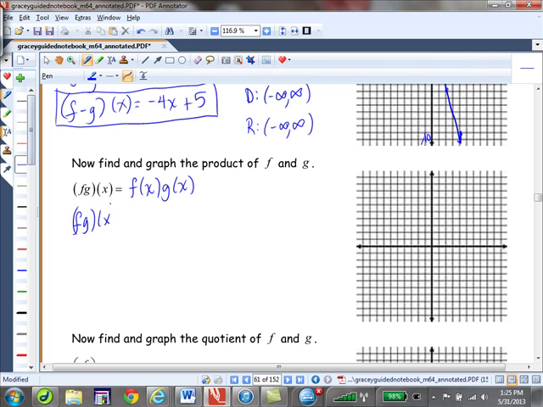(fg)(x) will be, so f(x) was negative x. We're multiplying that by 3x minus 5. So we will get negative 3x squared plus 5x. So this one has a degree of 2. Therefore, we end up with something that's quadratic in form.